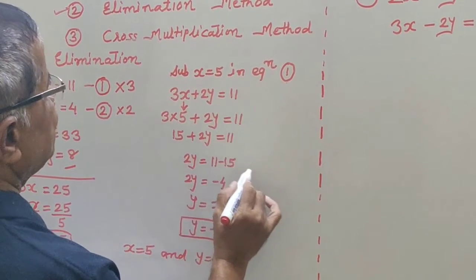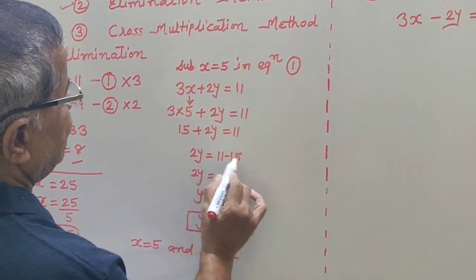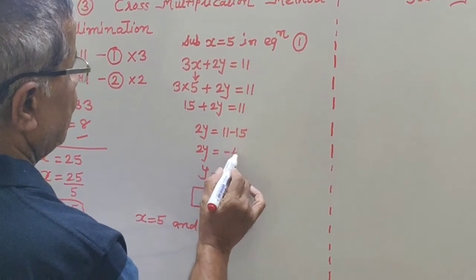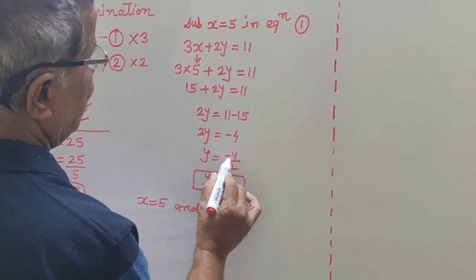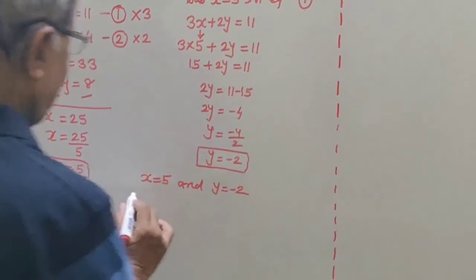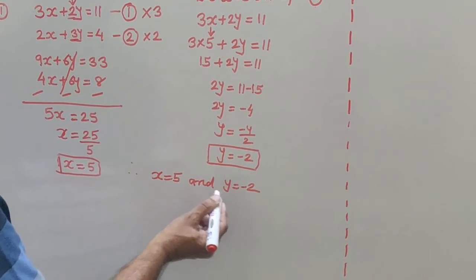Now I will transfer 15 to the other side. So I will get 2y is equal to 11 minus 15. 11 minus 15 is minus 4. 2y is equal to minus 4, y is equal to minus 4 upon 2, that is y is equal to minus 2. So I am getting x is equal to 5 and y is equal to minus 2.